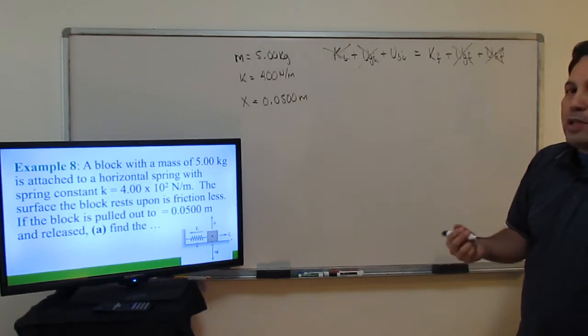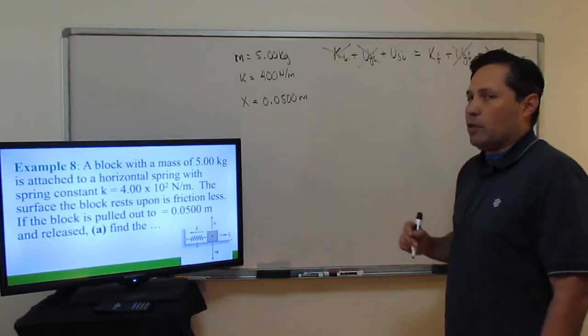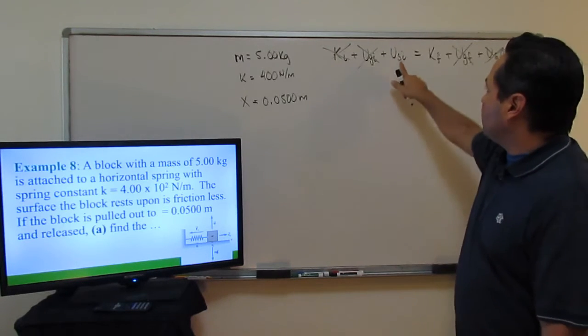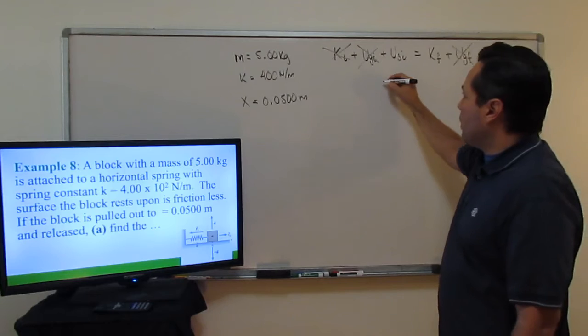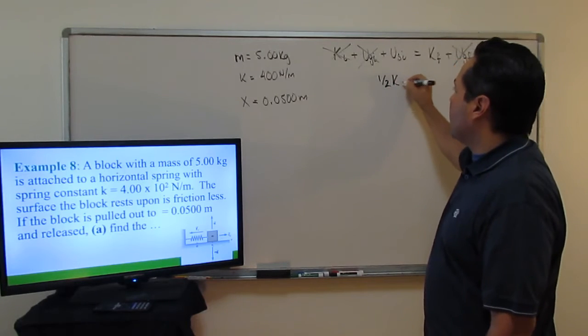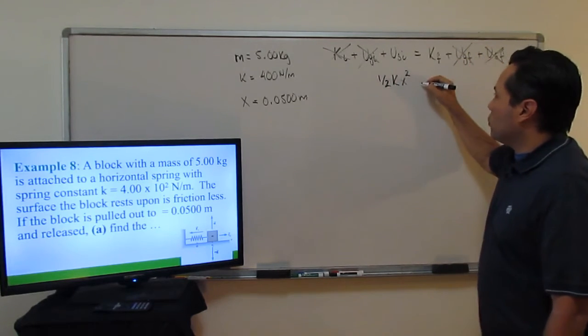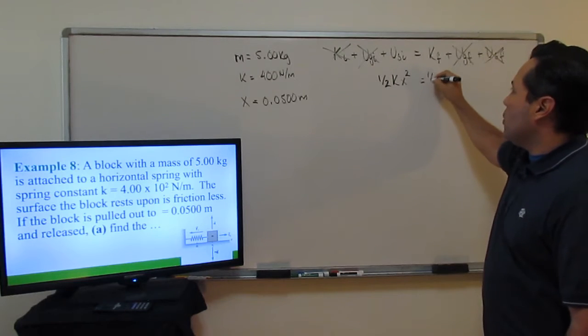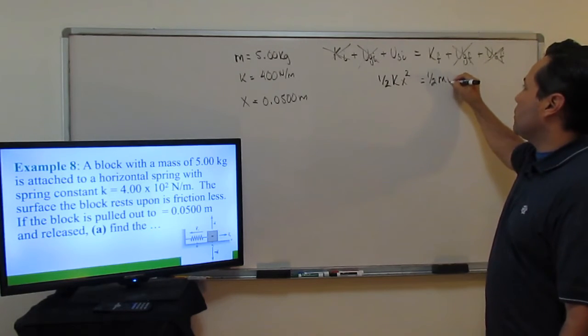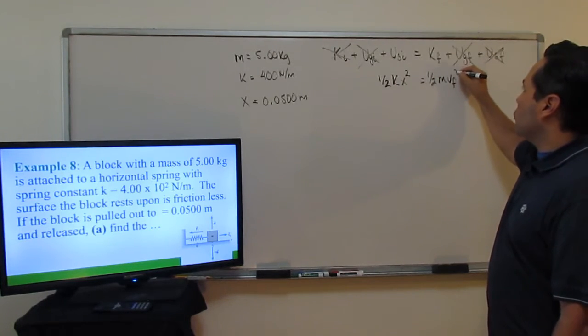So now we cancel those out. We're left with these two. Let's put in the formula. All right, so for the potential energy of a spring, it is 1/2 k, the constant, times the compression squared, which is equal to the kinetic energy, 1/2 mass times velocity final squared.